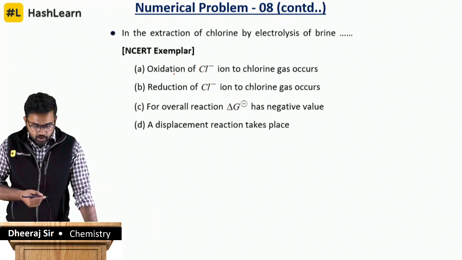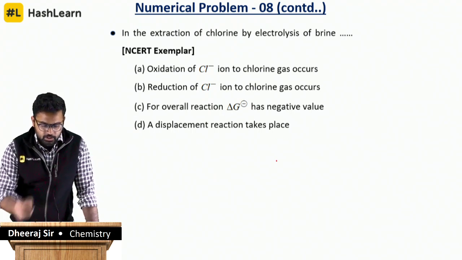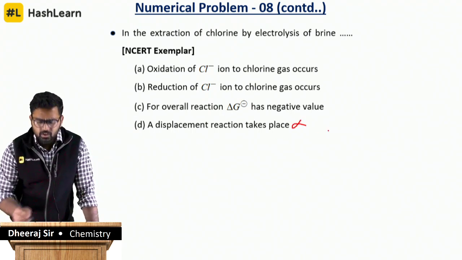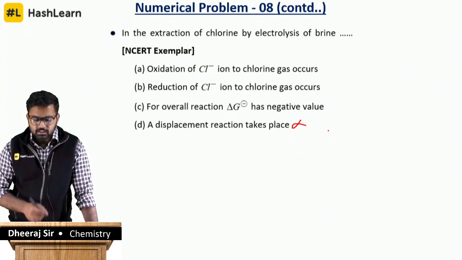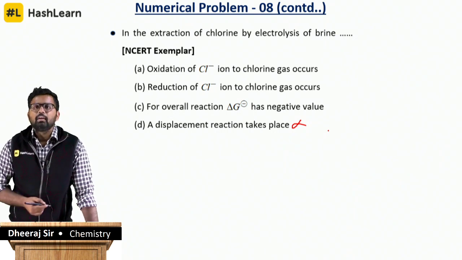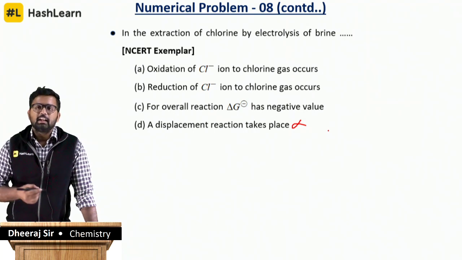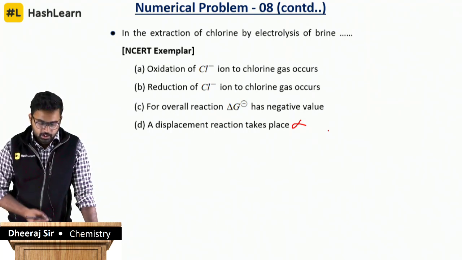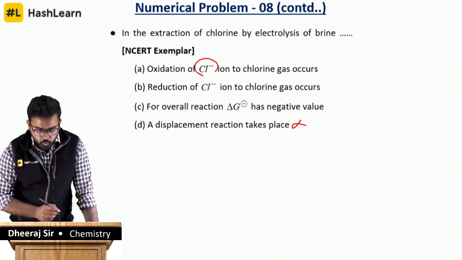Overall reaction delta G naught has negative value, a displacement reaction takes place. So we will start eliminating the wrong answers, guys. By then you will tell us the right answer. A displacement reaction, no, it is not a simple displacement reaction. Oxidation of Cl minus ions, you need to know that the anions move to the anode to get oxidized, and the cations move to the cathode to get reduced.